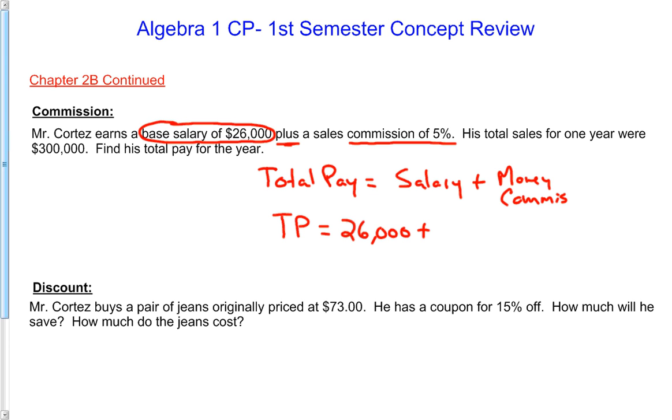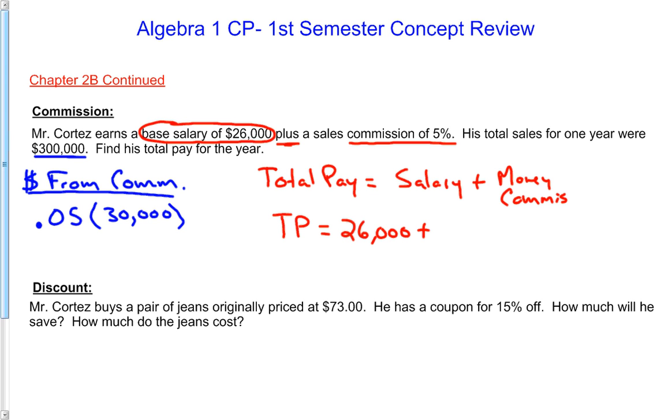Commission problems, discount problems, sales tax problems, markup problems, they always do this. They give you a rate, so the commission is 5%, and then they give you some sort of total amount. For commission, that total amount is the $300,000 in sales. So to figure out how much he makes just from commission alone, I'm going to put dollars from commission. You take the rate, 5%, divide that by 100, that's 0.05, and you multiply that by the amount of merchandise he sold. So not the number amount, but the dollar amount of merchandise that he sold.